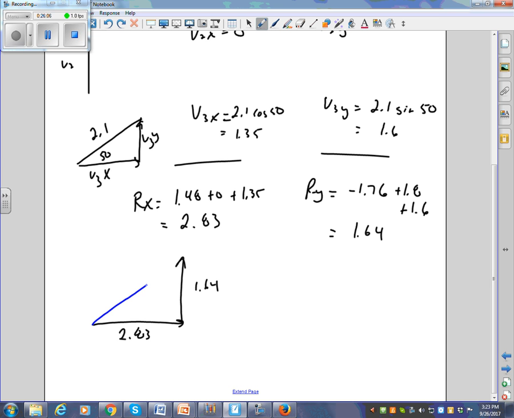Is it always going to look like that? Always to the right and up? No, because if this was negative, it would be to the right and then down, right? It'll always be a right angle, because X's and Y's are right angles to each other. That's the whole point, that you get that right angle at the end. This would be called R. So R squared is going to be 2.83 squared plus 1.64 squared.